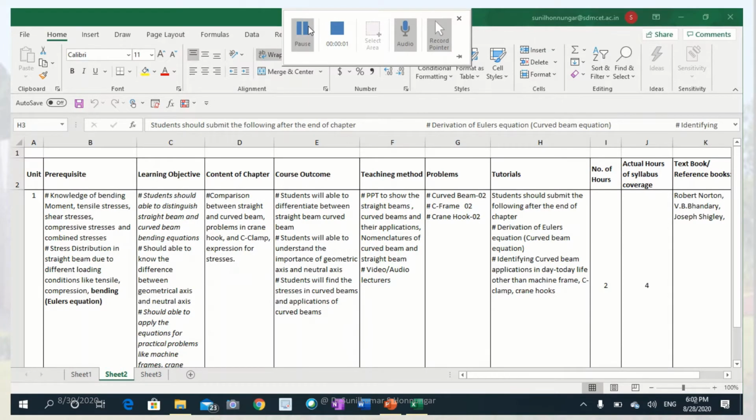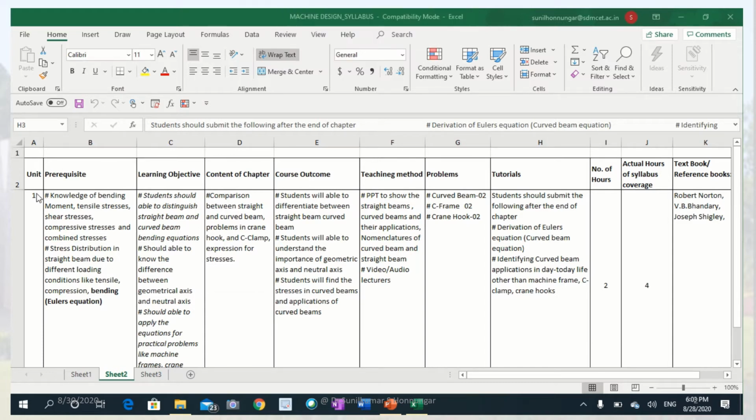Okay, I'll give a quick glance at the curved beam. We will see what we are going to cover in this curved beam section. This happens to be in unit 1. As I mentioned earlier, since this topic is of only 2 units, in that context I have chosen this first.